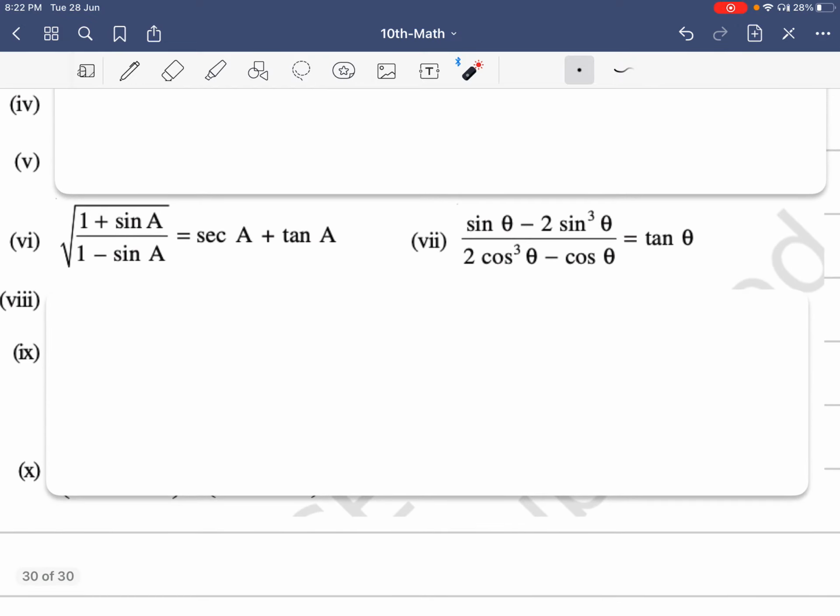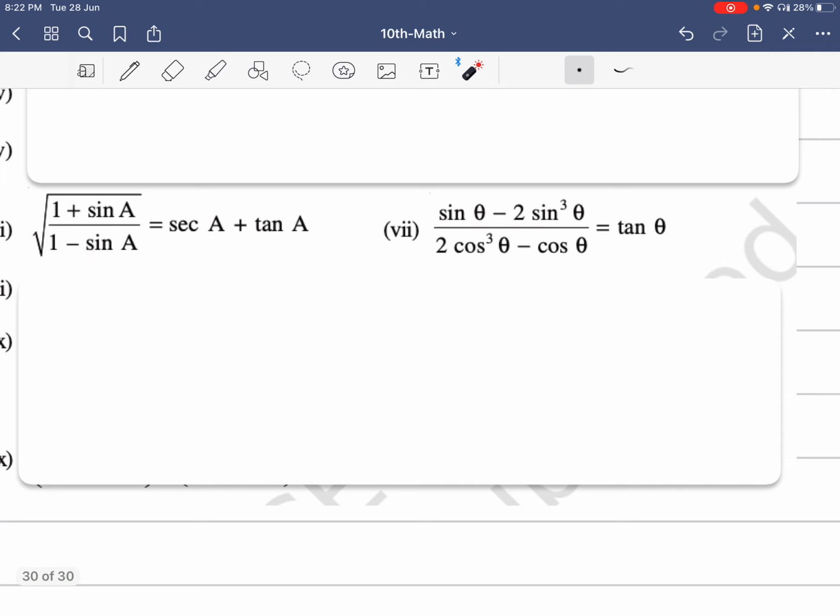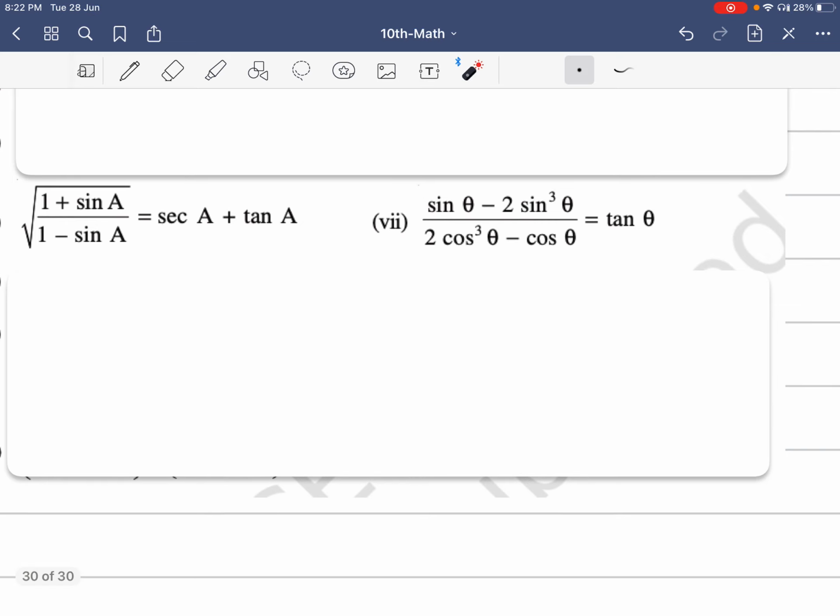Now these problems are of the type left hand side equal to right hand side. So an equation is given to us and we have trigonometric ratios on the left hand side and we have trigonometric ratios on the right hand side, and we have to simply prove left hand side is equal to right hand side. That is the format.